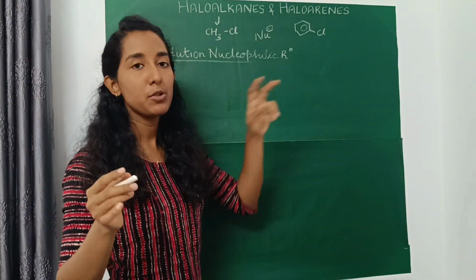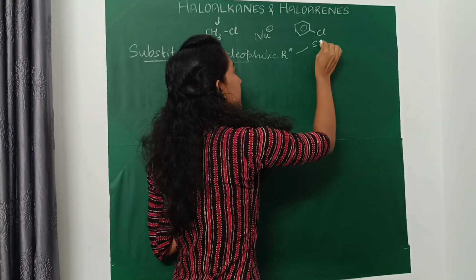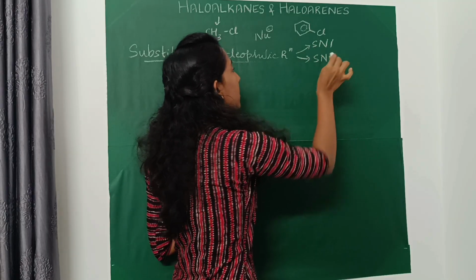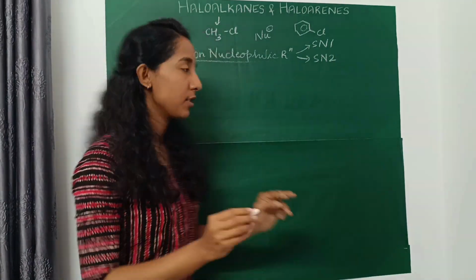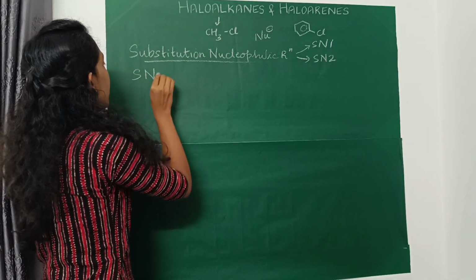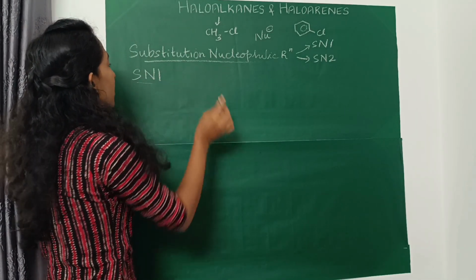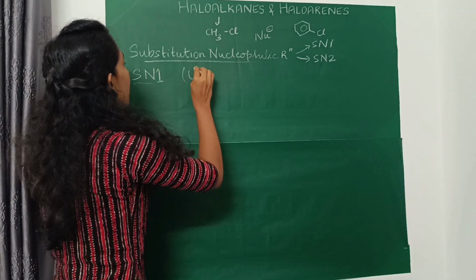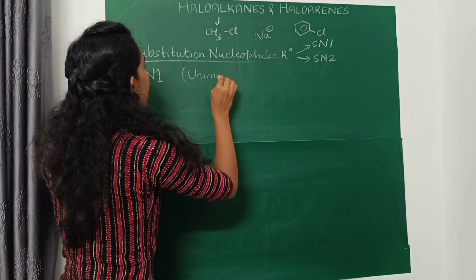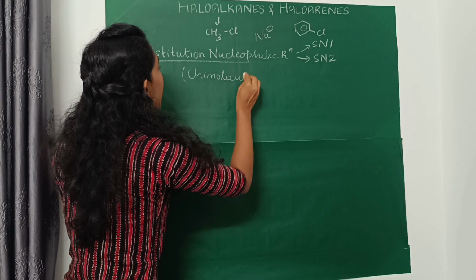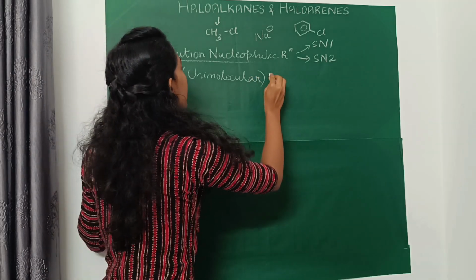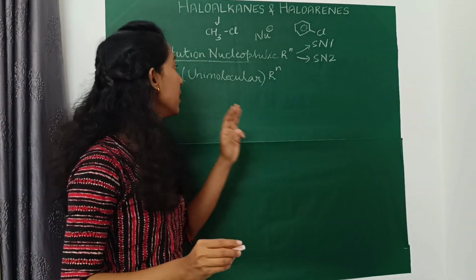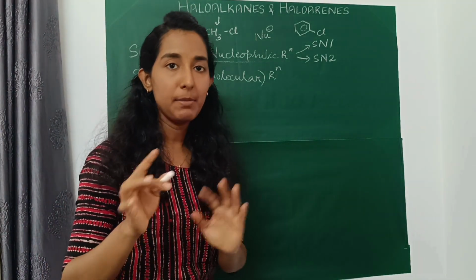In nucleophilic substitution reactions, there are two types, basically SN1 and SN2. Now we'll be discussing SN1 reactions. SN1 is substitution nucleophilic unimolecular reaction. Let's first look into one example and then we will explain.